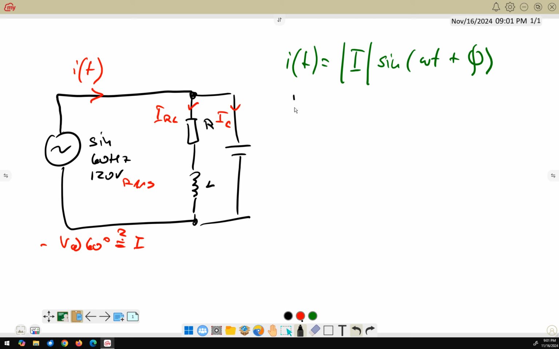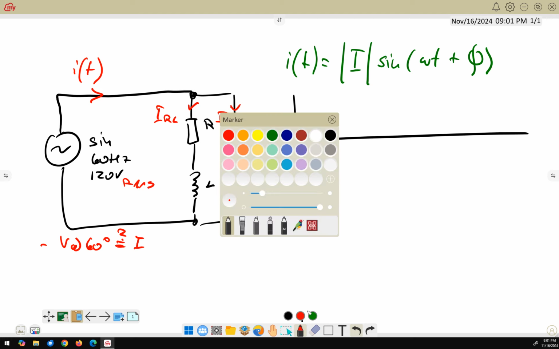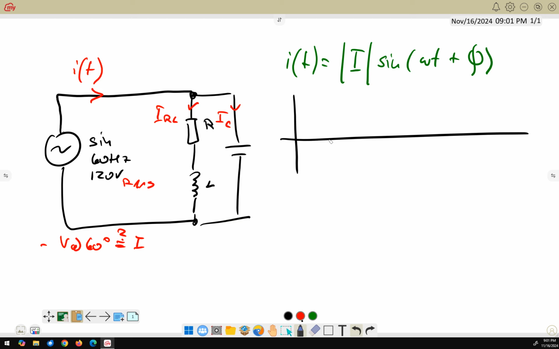When we would draw this, we would see, let's say this is our voltage, and the current lags a little bit, by minus 9.45 degrees.